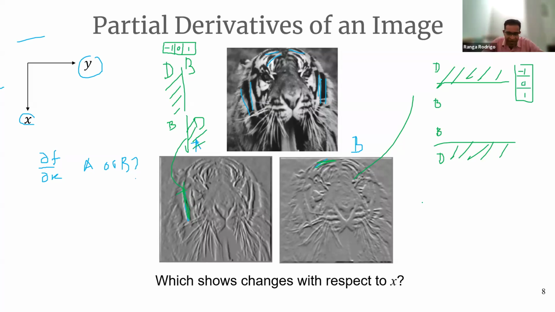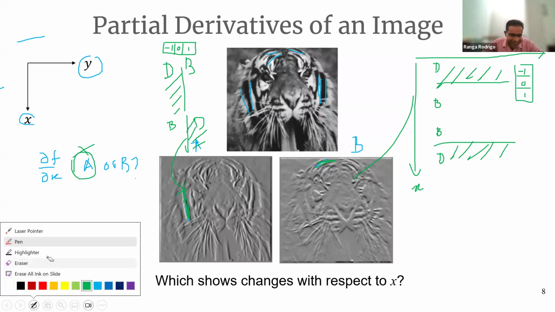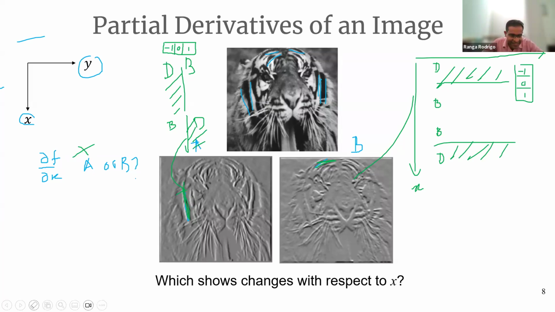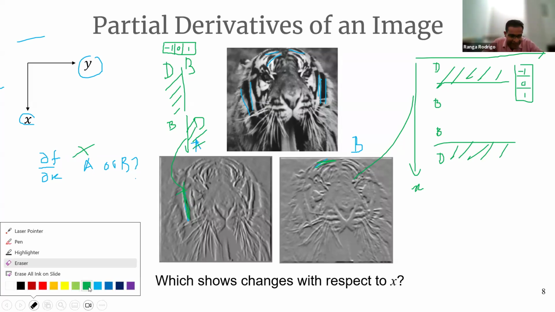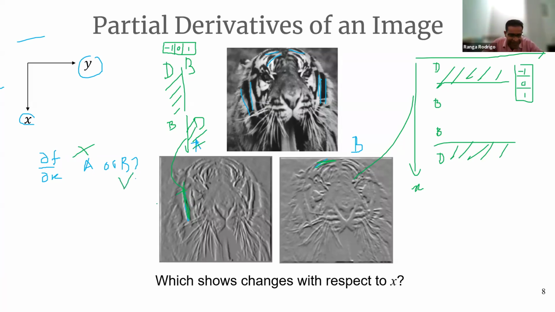So from this you can see, and remember, this is our x direction, and this is our y direction. That's our convention. So therefore, the correct answer is A. That's wrong. The correct answer is not A. The correct answer is B, because in the vertical downward direction, you detect horizontal edges.